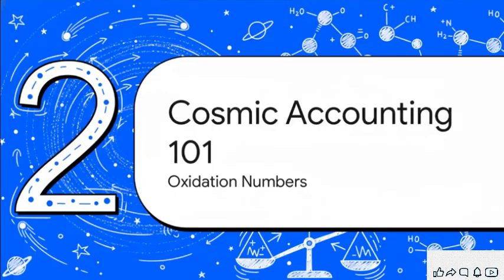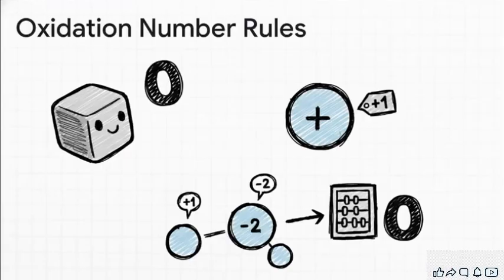So, you might be wondering, how in the world do we keep track of all these electrons flying around, especially when you get into these big, complex molecules? Well, that's where we need to do a little cosmic accounting. And our tool for that? Something called oxidation numbers. And assigning these numbers isn't random. There's a set of rules, a system. Pretty straightforward stuff, really. Like an uncombined atom, its number is 0. Easy. A simple ion, its number is just its charge.